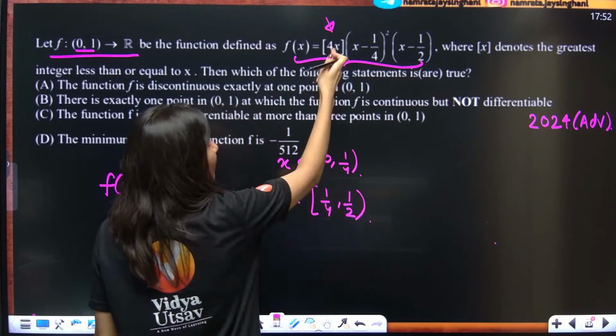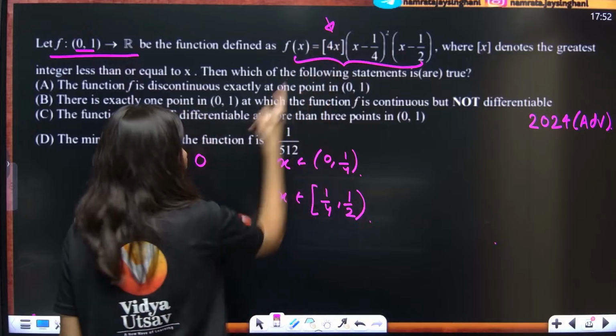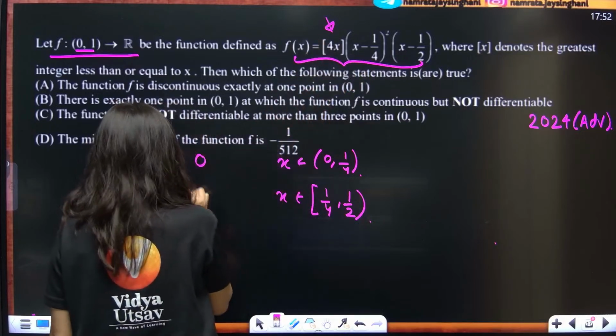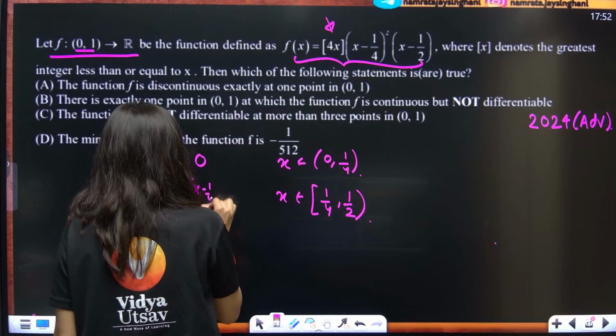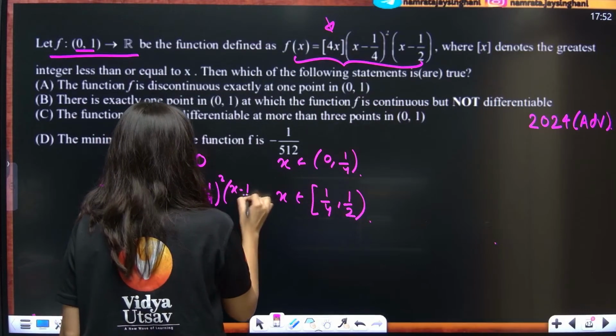Now x belongs to 1 by 4 closed to 1 by 2. You put 1 by 4, you will get 1. The greatest integer function of 1 is 1 only. So this is 1 multiplied by (x minus 1 by 4) square and then (x minus half).